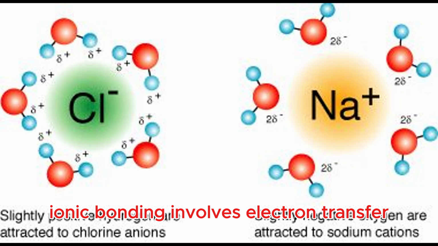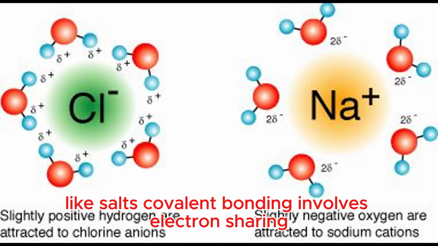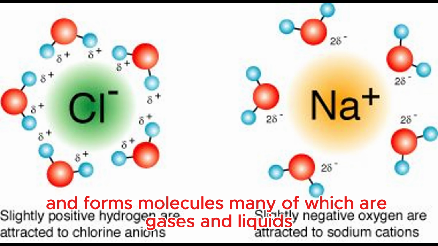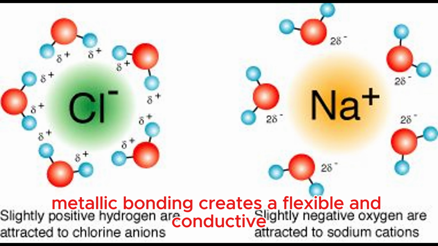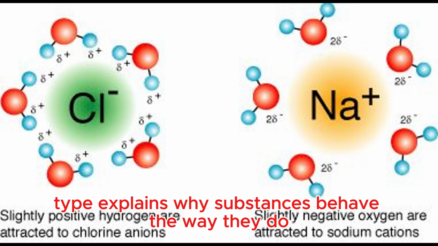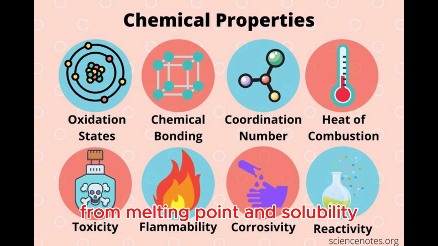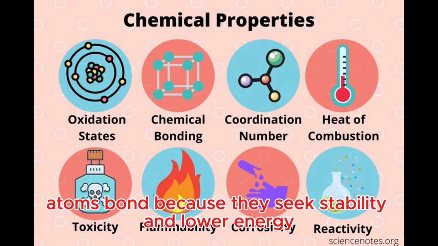Ionic bonding involves electron transfer and produces strong crystalline solids like salts. Covalent bonding involves electron sharing and forms molecules, many of which are gases and liquids. Metallic bonding creates a flexible and conductive structure in metals due to free electrons. Each bond type explains why substances behave the way they do, from melting point and solubility to electrical conductivity and physical strength. In summary, atoms bond because they seek stability and lower energy.